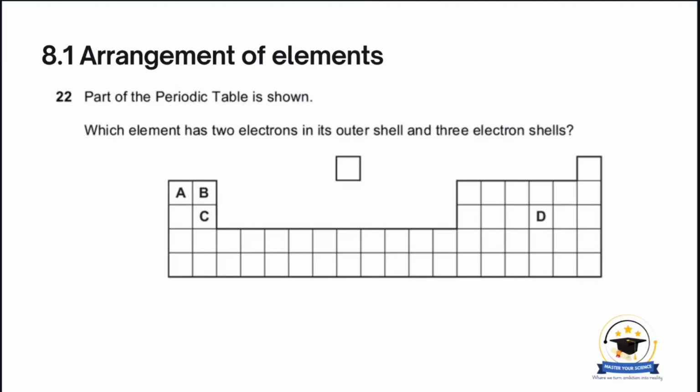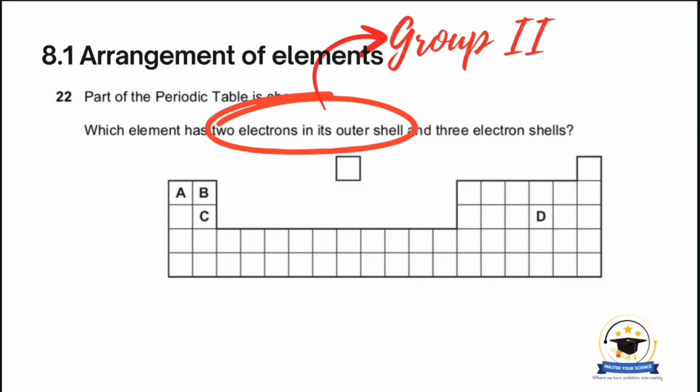And the next question says, part of the periodic table is shown. Which element has 2 electrons in its outer shell and 3 electron shells? So 2 electrons in its outer shell and 3 electron shells. The number of electrons in the outer shell gives us the group number. So if there are 2 electrons in the outermost shell, that means that element would be in group 2.